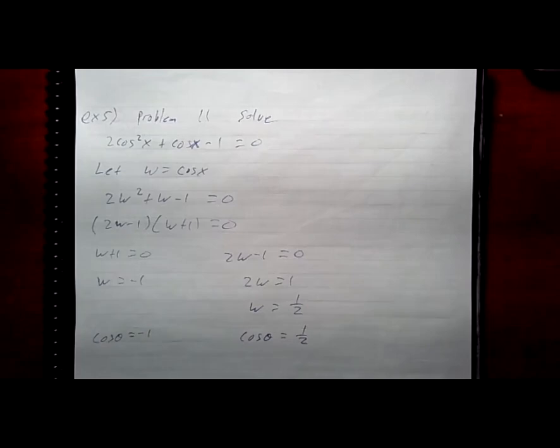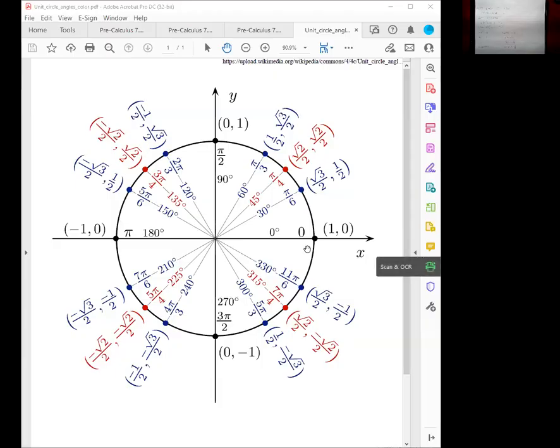The algebra is cool then. Where is cosine -1? That's going to be at pi. It's the only spot. Where's cosine 1/2? That's going to be pi thirds and 5 pi thirds right here.